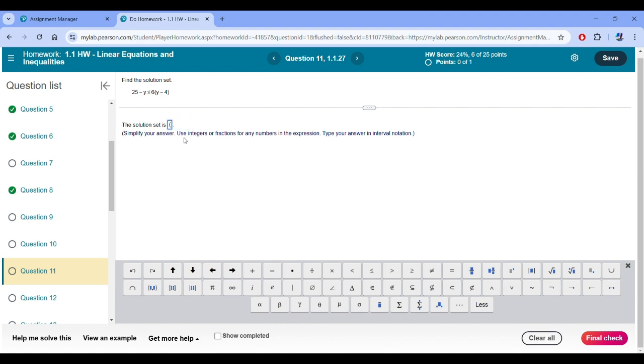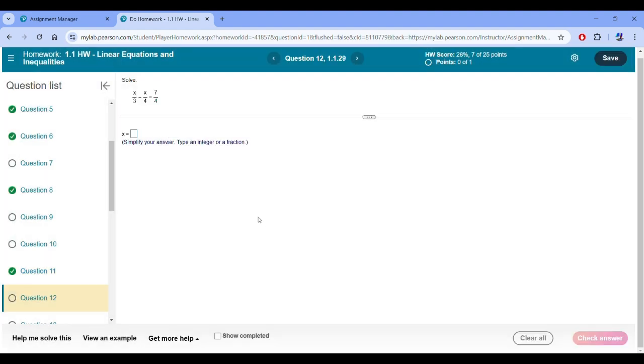If 7 is less than y, then it should go from hard bracket 7 to infinity. Parentheses, shift, close, enter. There we go. Here, get a common denominator, which should be 12. Once you have the common denominator, then it's just the numerators, and then we're done.